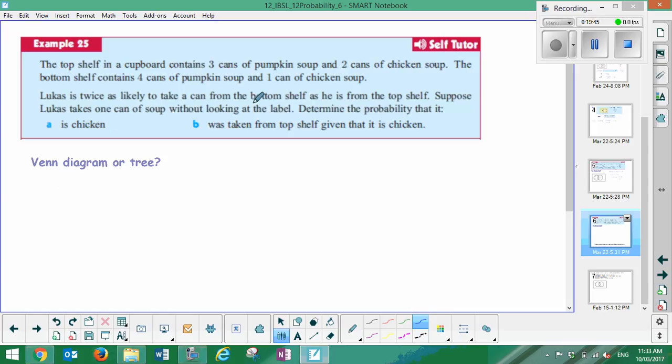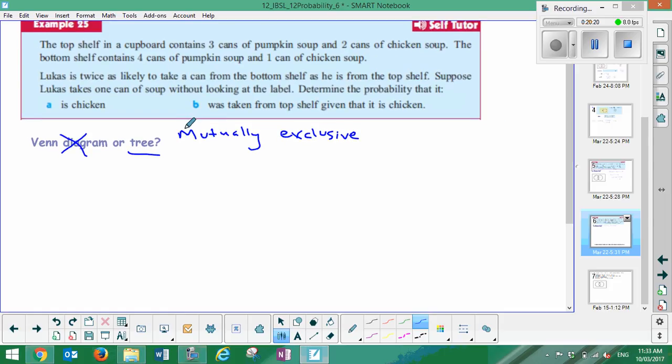Because we've got 2 things happening, and because they're mutually exclusive, it lends itself to a tree. You can't take it from both shelves, you're taking from one shelf or the other, and the can's either going to be pumpkin or chicken soup. It can't be a mixture. So because they're mutually exclusive events, we can look at the tree. Have a go at drawing that tree up and answering these.